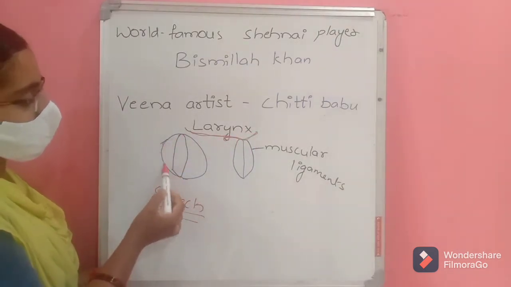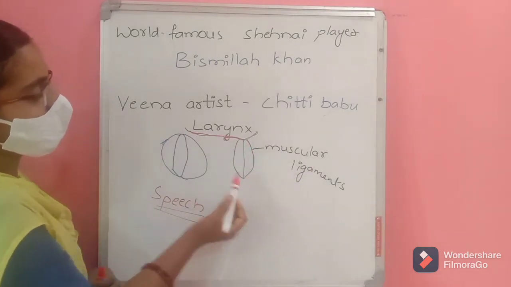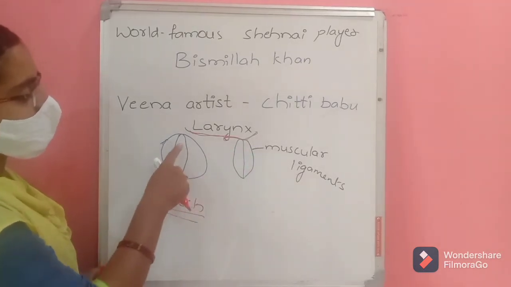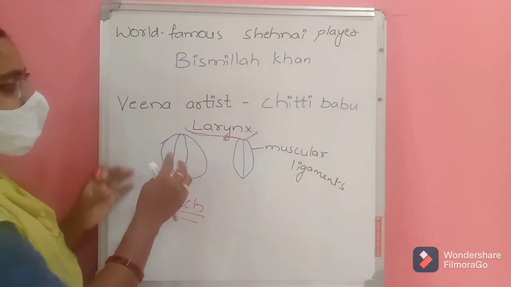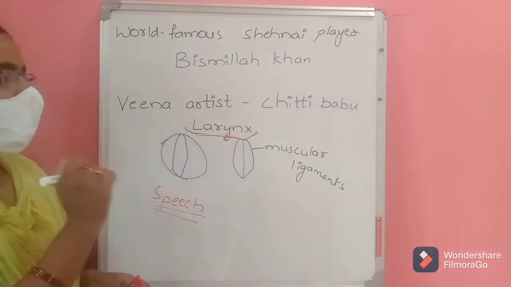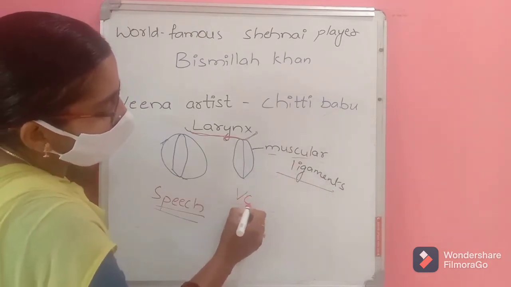This larynx has two muscular ligaments. These ligaments have a small slit between them. This can open like this. These two can open and these two can close like this. So these two muscular ligaments are called vocal cords.